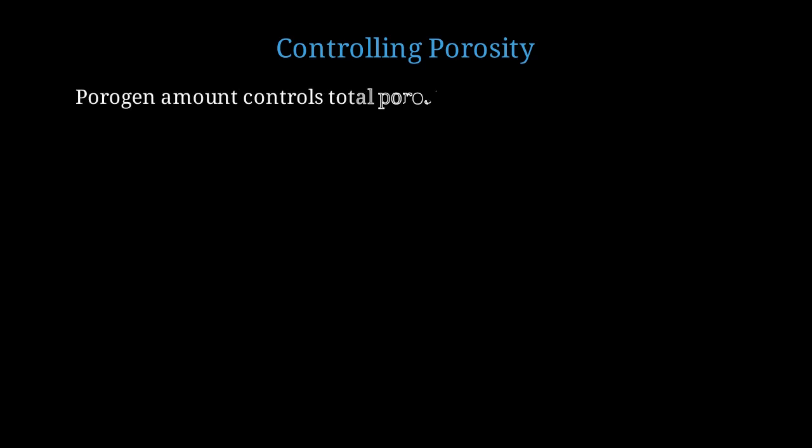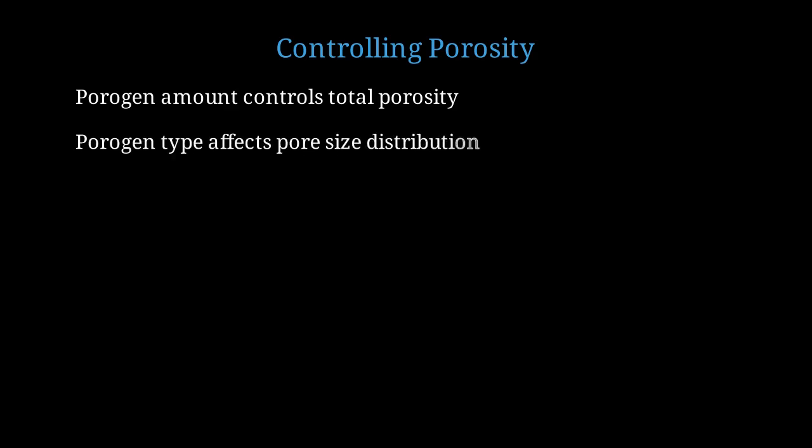The amount of porogen controls the total porosity. More porogen gives higher porosity, but can compromise mechanical strength. The type of porogen affects pore size. Using nanoparticles as porogen creates nanopores, while using emulsion droplets creates larger pores. Porosity, phi, is defined as the pore volume divided by total volume times 100%. Typical values range from 20 to 80%.